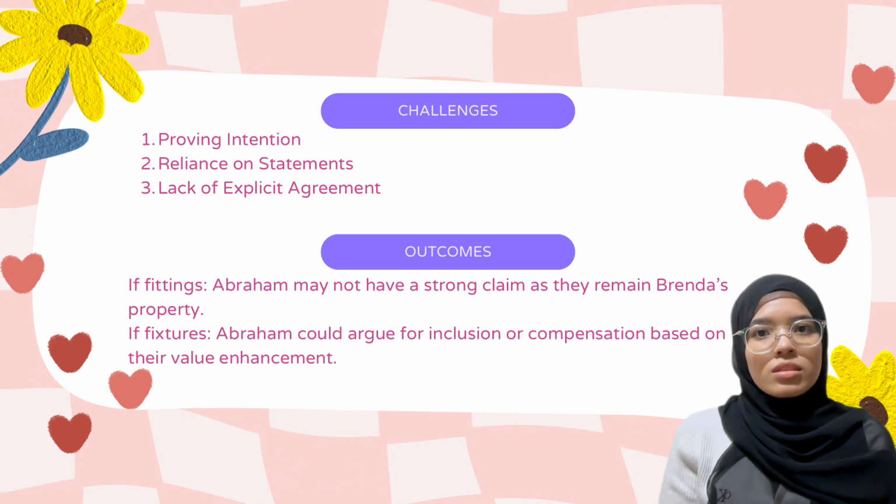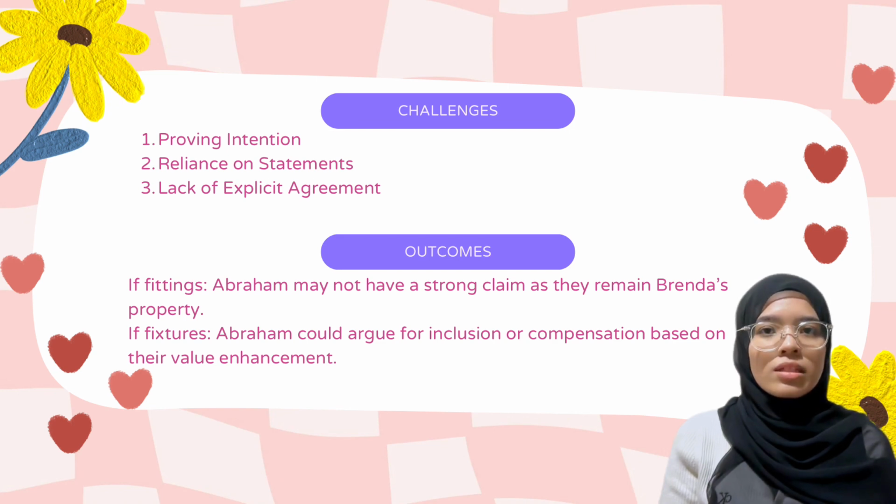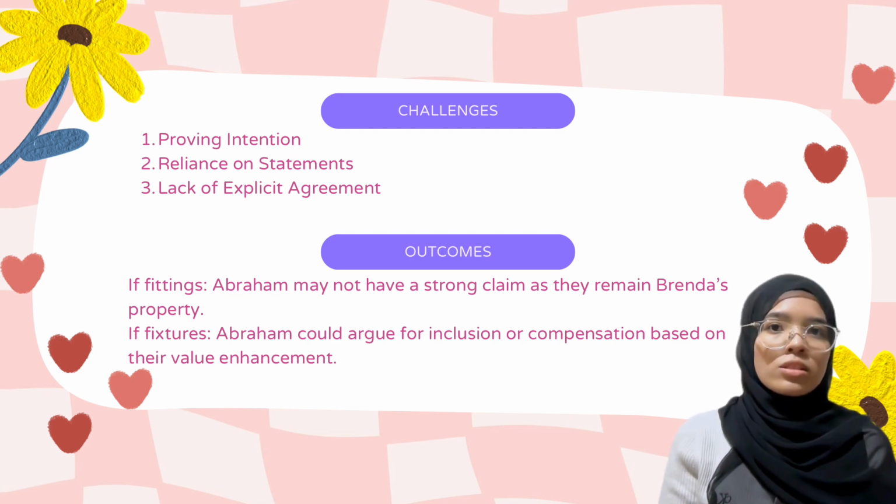Possible outcomes for Abraham vary based on the classification of the items. If the court considers them fittings, Abraham may not have a strong legal claim, as fittings typically remain the seller's property. This outcome aligns with the rulings in Berkeley v Poulett and similar cases where removable items for enjoyment were deemed fittings. Conversely, if the court classifies the items as fixtures, Abraham could argue for their inclusion or seek compensation for the enhanced value they provided to the property, as supported by the principle in Elitestone Ltd v Morris.